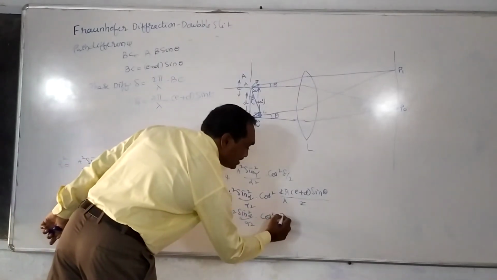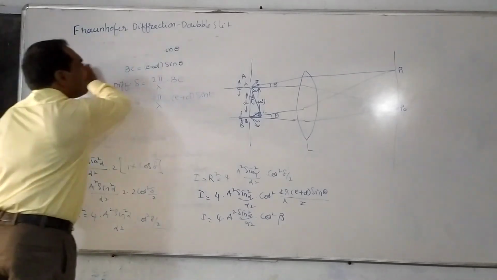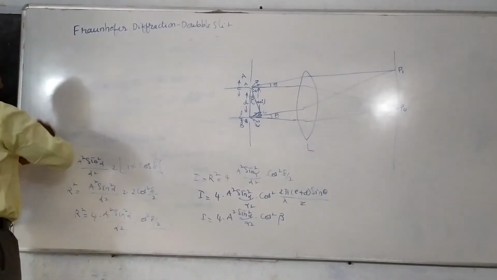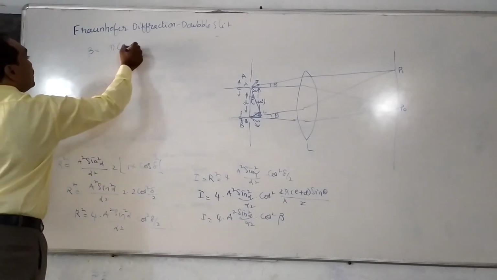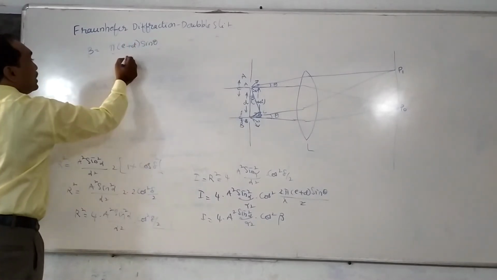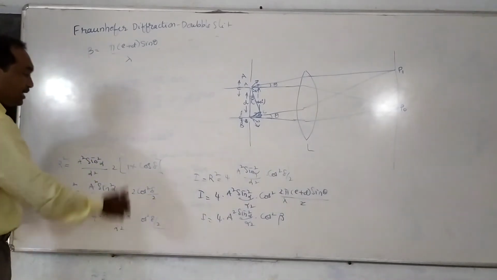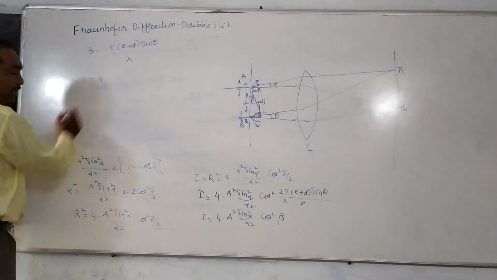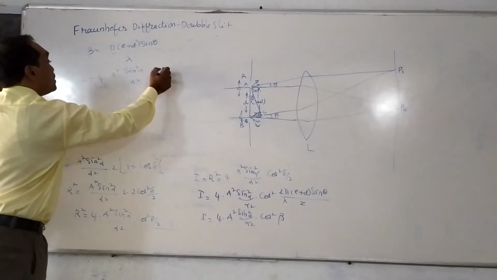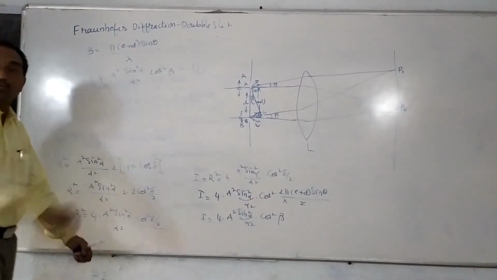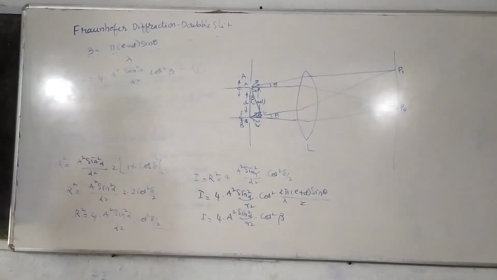That is what I have taken as beta. What is this beta? This beta is equal to pi into e plus d into sin theta by lambda. There are two terms in this. That is I is equal to 4 A squared sin squared alpha by alpha squared into cos squared beta. This is the main equation we require to analyze the diffraction of two rays.